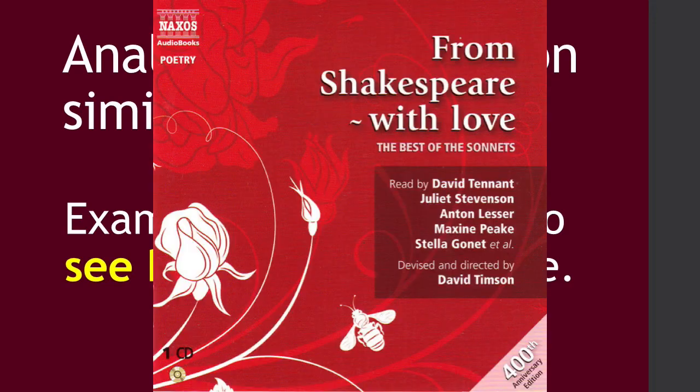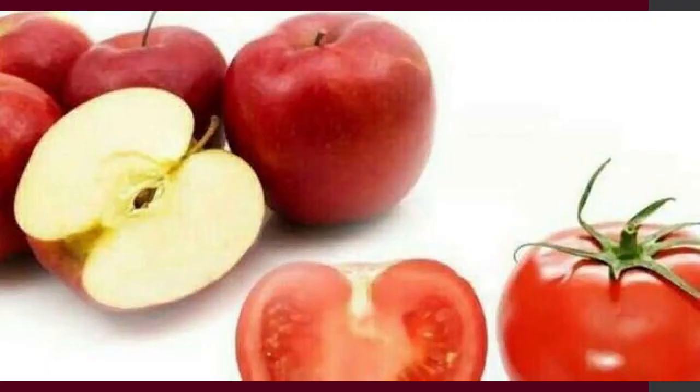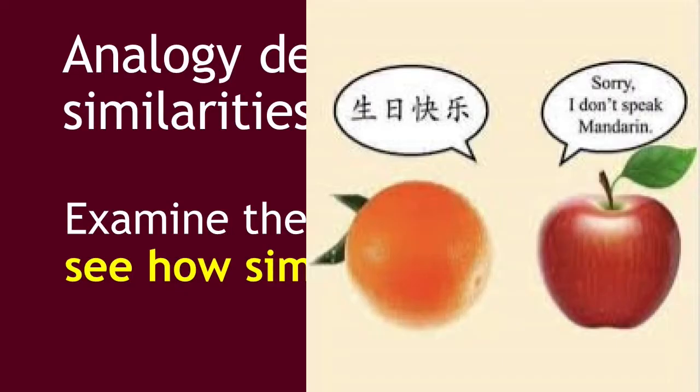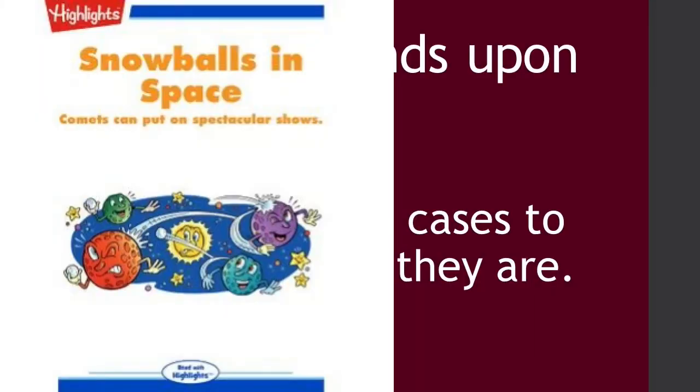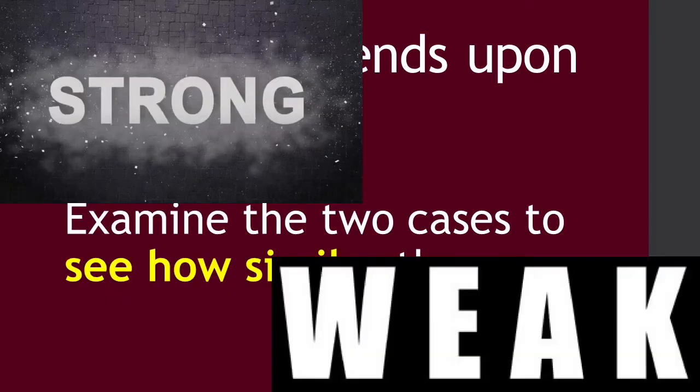First, my love is like a red, red rose. Second, owning a gun is like owning a car. Tomatoes and apples are similar. Apples and oranges are different. You can understand comets by thinking of them as giant snowballs. Now, are those strong analogies or are they weak?